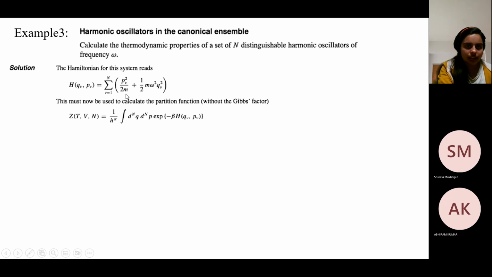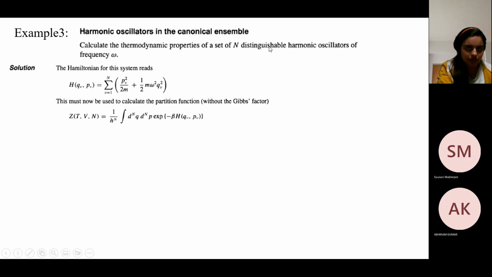So now here you have the dependence on both the position coordinate as well as momentum in the expression for the Hamiltonian. That means when you find this value, you cannot take V to the power n out. You have to do this integration. And if you look at the expression, you see that we don't have this 1 by n factorial here. Why?